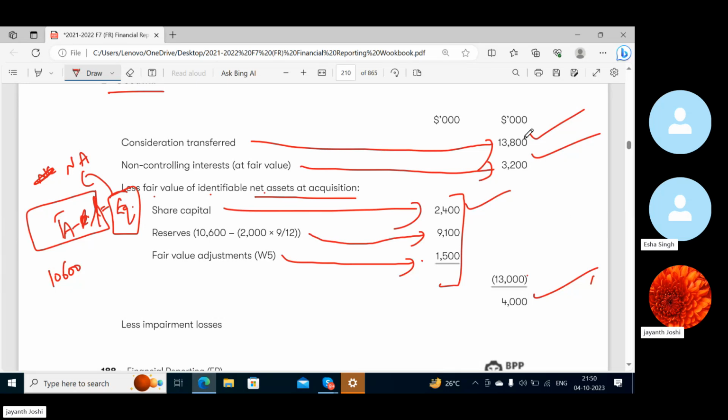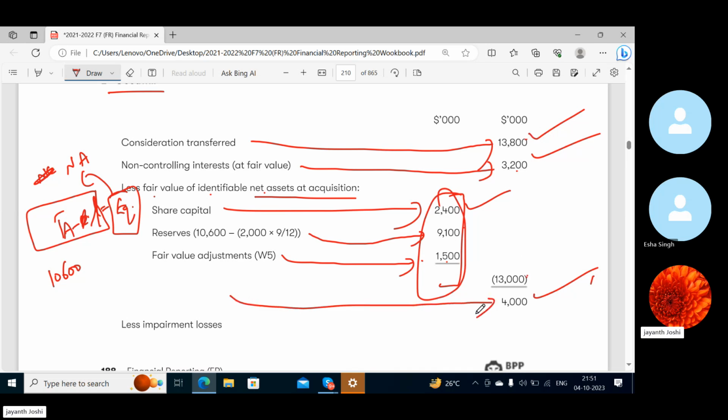See, this is the consideration transferred. This is the NCI at fair value. This is the share capital which we have already discussed, right? Equity. We have taken the pre-acquisition retained earnings or reserves. Fair value adjustment we have done. The entire amount of this becomes 13,000. When we adjust all this, we get the goodwill value.